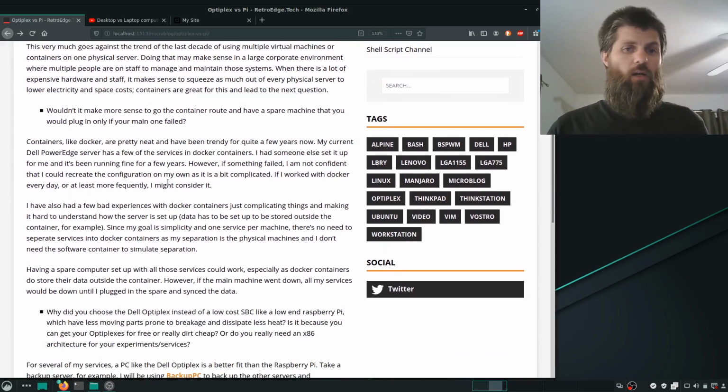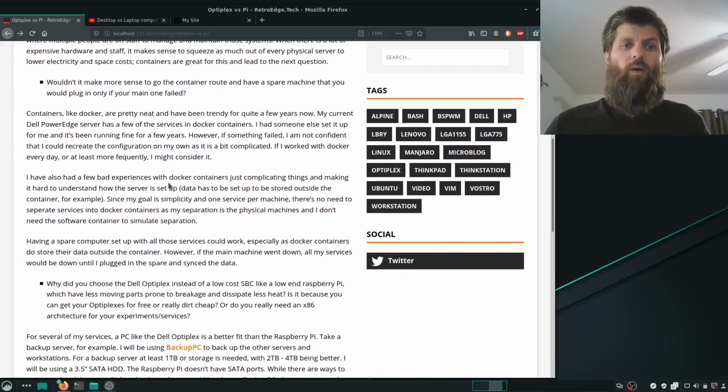So that's the, what would make it more sense to go the container route? I've described in some cases it does make more sense. In some cases it doesn't. In mine, it's a preference.